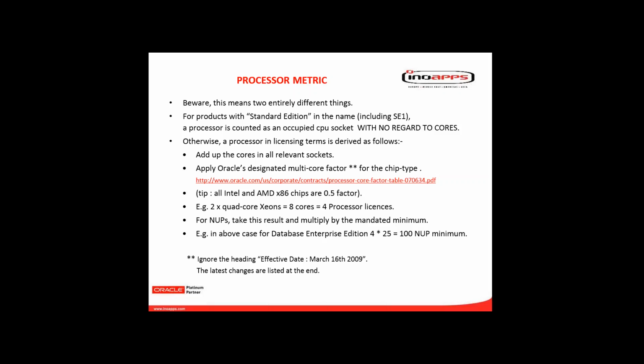Now, you also have to do that calculation for named user plus, because there's a mandated minimum for most products. In the case of the database enterprise edition, it's 25 per processor, meaning per the result of that calculation. So for those 8 Xeon cores, 4 processor licenses, we take 4 multiplied by the mandated minimum of 25, and that says you must license at least 100 NUPs in that licensable environment. If you had 170 people, then of course you'd go for the maximum of the 2, so you have to license the 170 people. But if you only had 60 real people, you still have to license 100, because that's the mandated minimum.